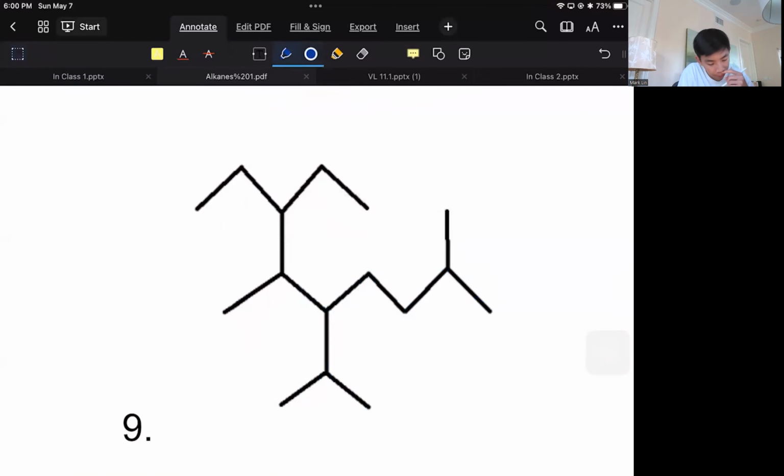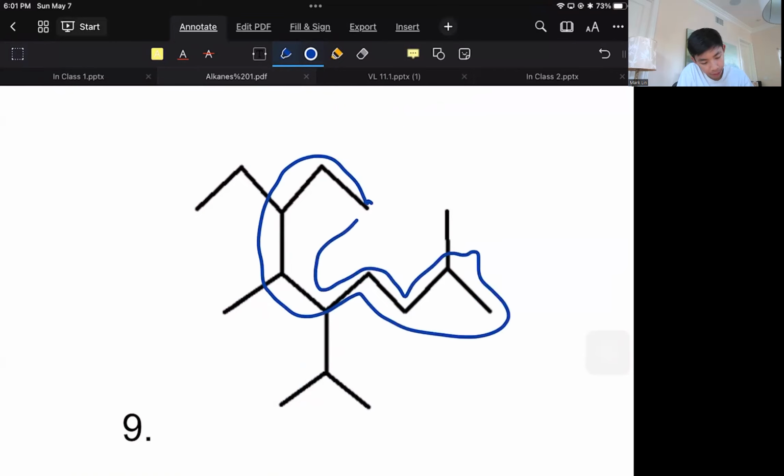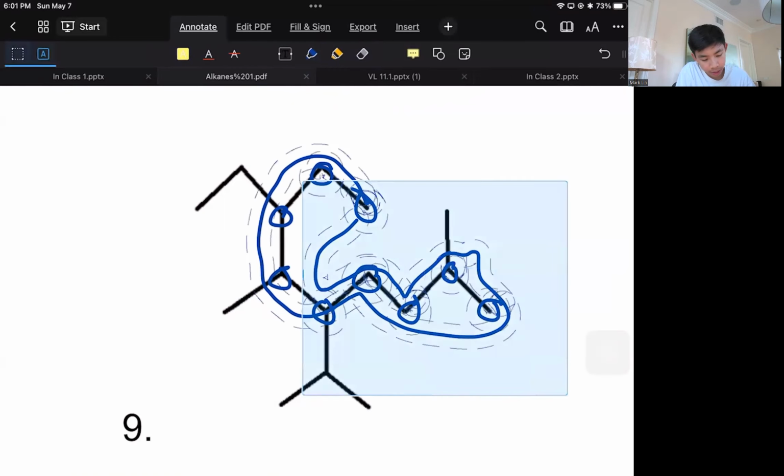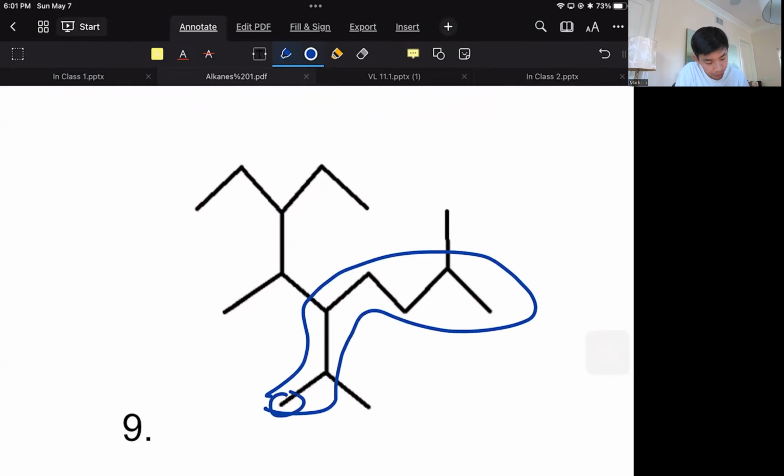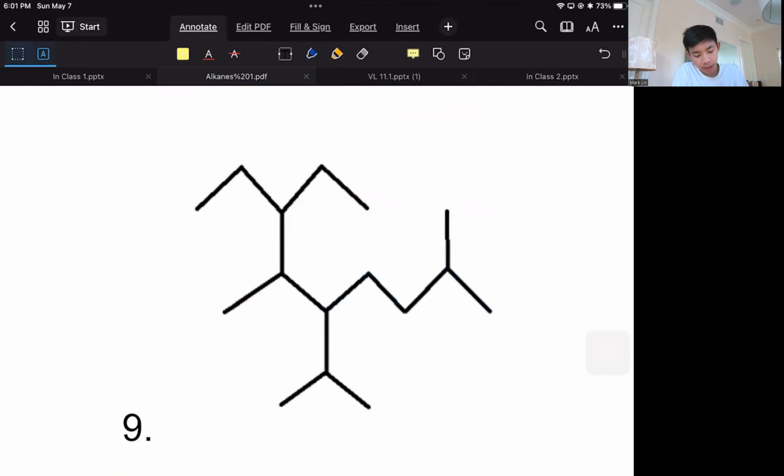Let's go from here. 1, 2, 3, 4, 5, 6, 7, 8, 9. 9, okay. So 9 currently looks like the biggest one. Oh, let's go here. 1, 2, 3, 4, 5, 6, 7. So that's 7. It looks like 9 is the biggest one, so let's just do nonane.